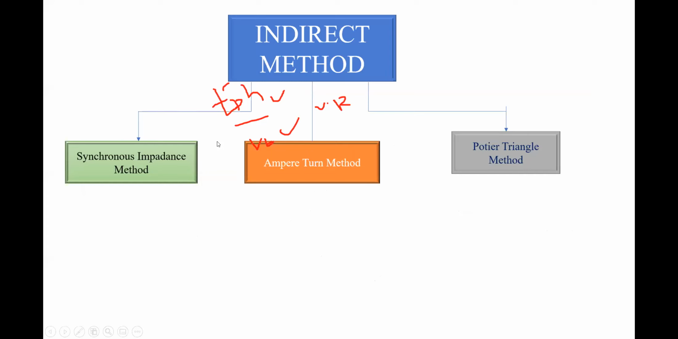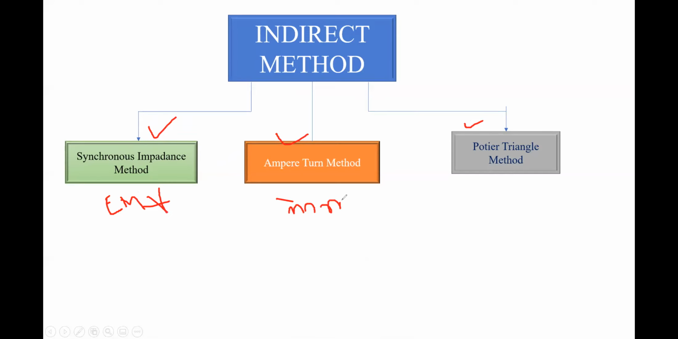we see the indirect methods. In the indirect methods, there are three different types of methods. First is the synchronous impedance method, second is the ampere turn method, and third is the Pottier triangle method. The synchronous impedance method is also called the EMF method, and the ampere turn method is also called the MMF method.